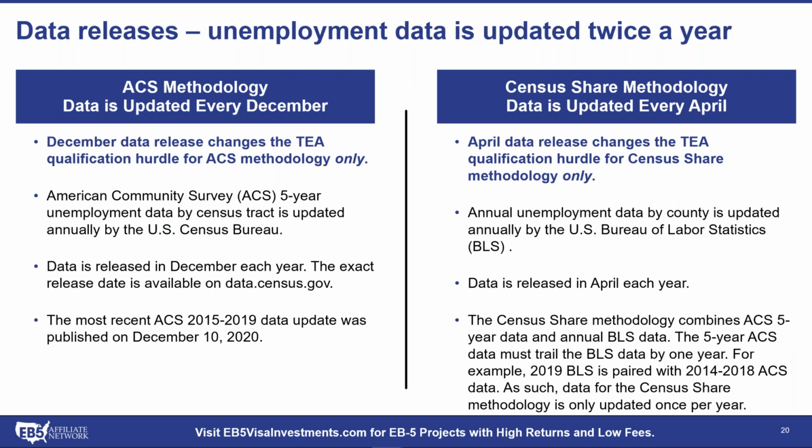A little bit more information about the data release timing. The ACS methodology is updated every December. It was just updated last month, so that's the current ACS data on our site. The census share methodology's underlying data includes ACS and BLS. The BLS is updated every April, so that data layer on our map will be updated probably mid-April of 2021.